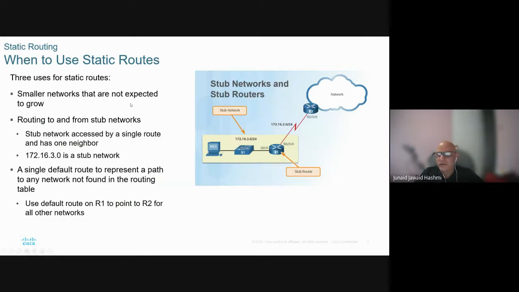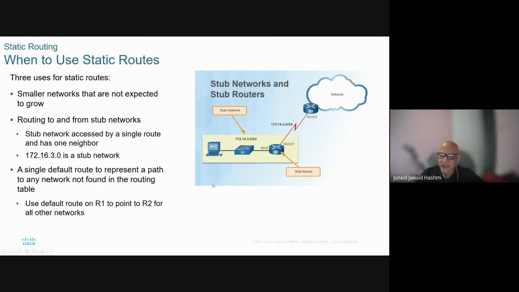These are the three types of network where static routes are commonly used. Smaller networks that are not expected to grow, so you can use static routing to and from a stub network. A stub network is a network that is accessed by a single route and has no neighbors. So if you see, this is the stub network. It has no other network connected to it. Okay. So you can use static routing on a stub network.